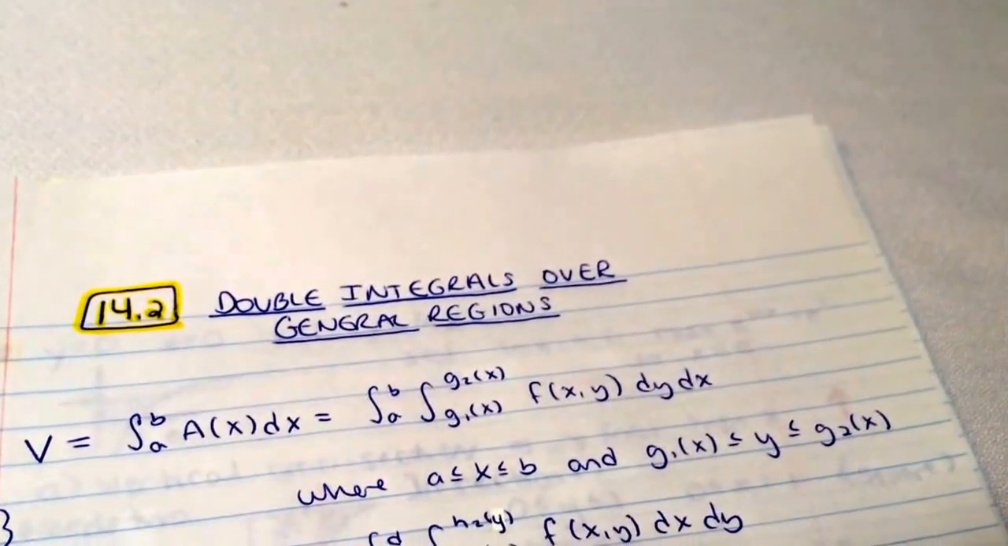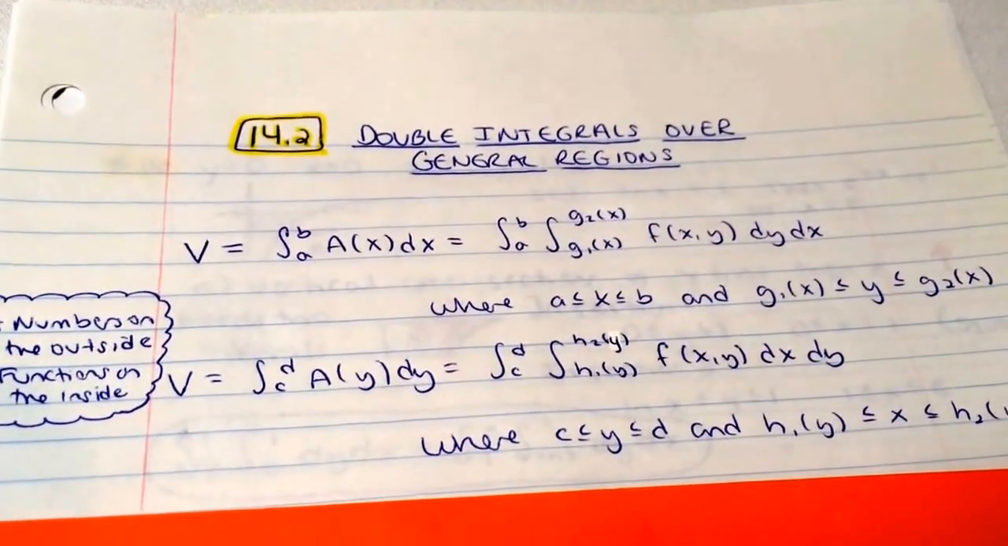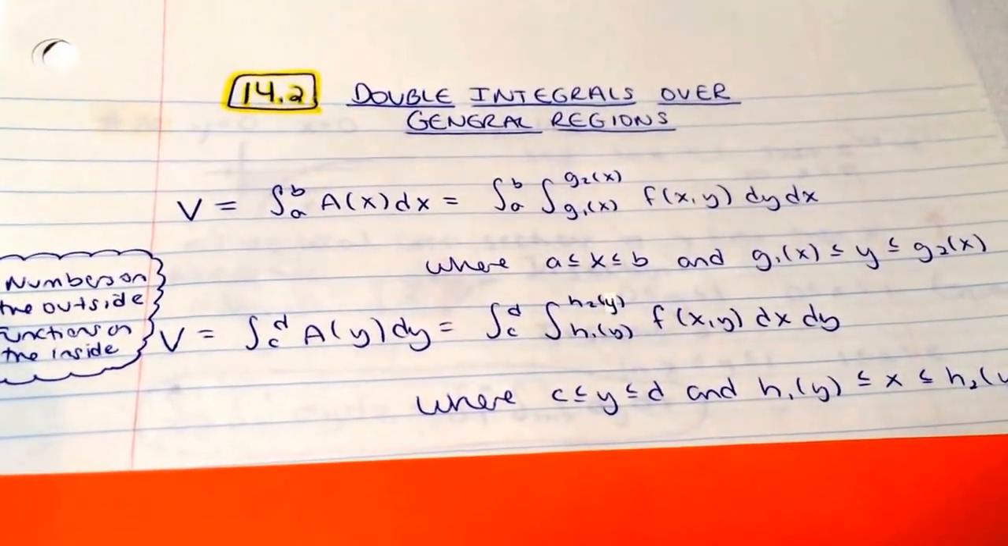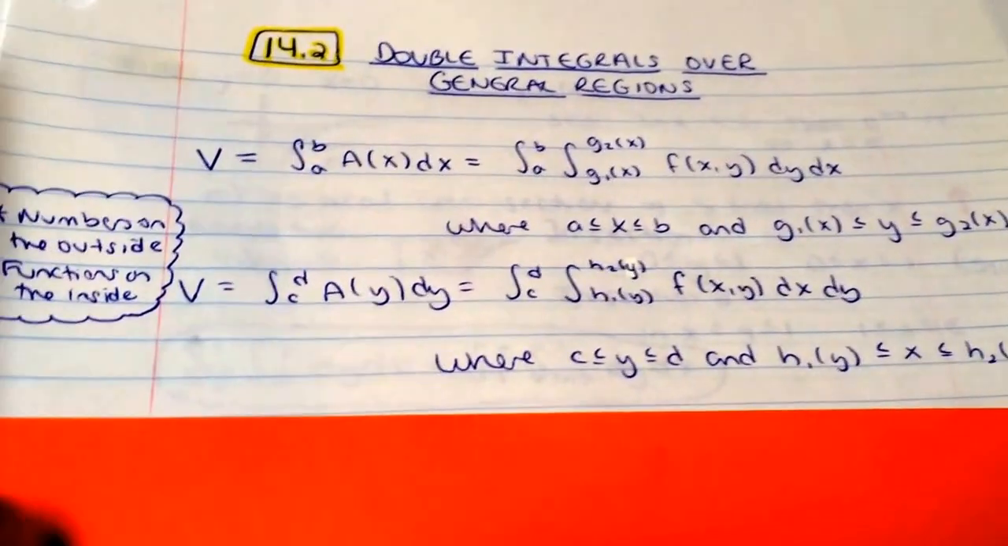Okay. So these are just the formulas from the section. Again, just a reminder, the numbers have to be on the outside, the bounds. The functions have to be on the inside. If you do it backwards, it's bad, very bad.